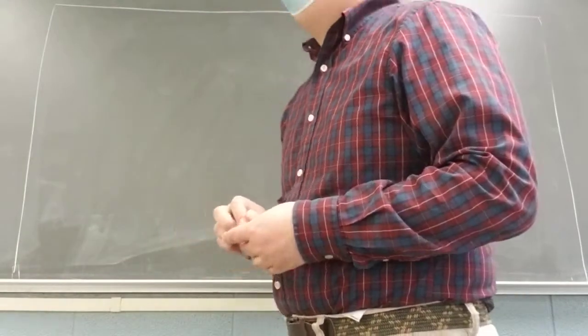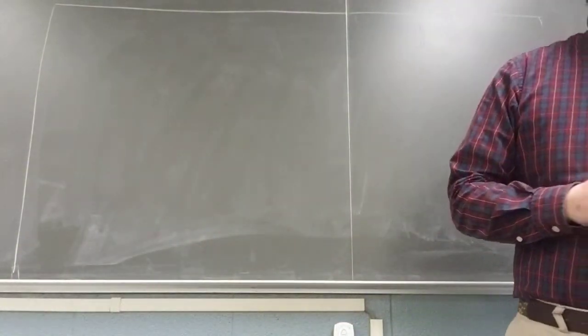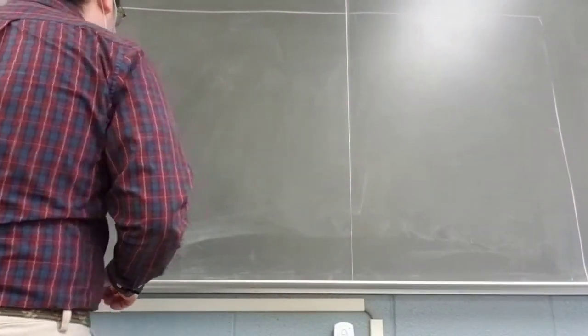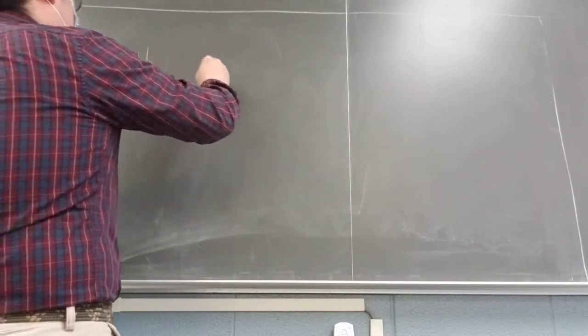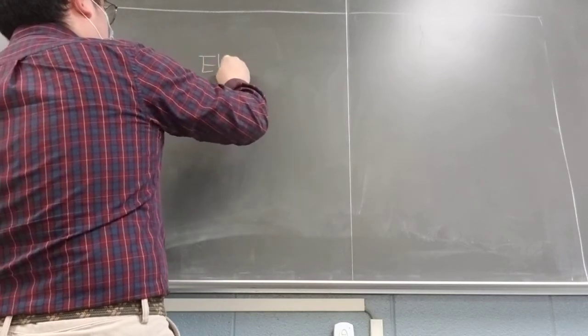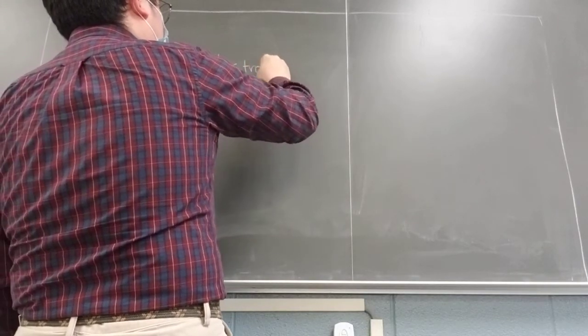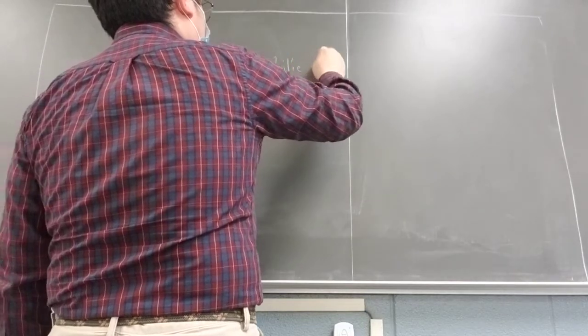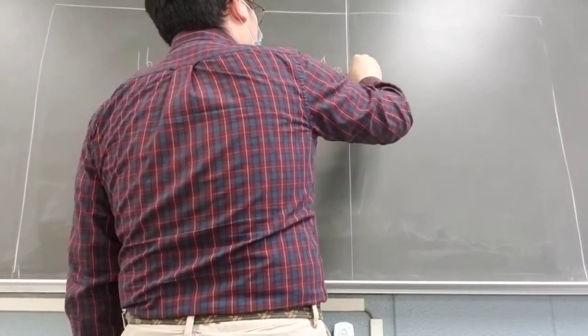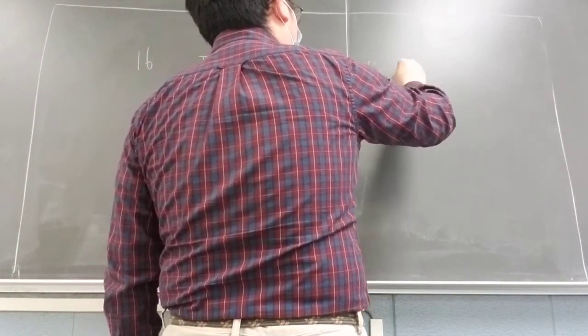All right, so we're gonna move on to the next chapter, chapter 16. We're gonna learn about some reactions that we can do with the benzene ring or aromatic compounds. Chapter 16 usually talks about electrophilic aromatic substitution.